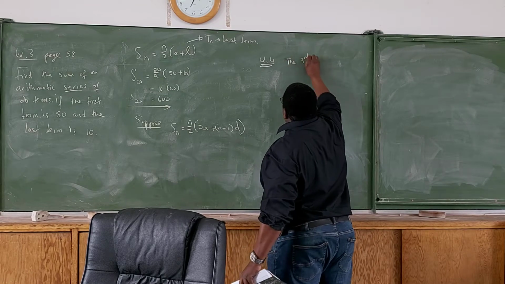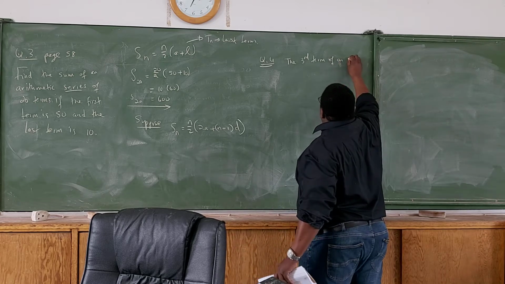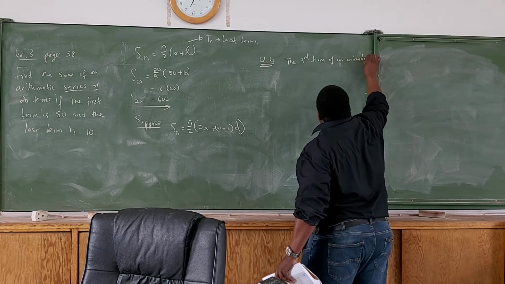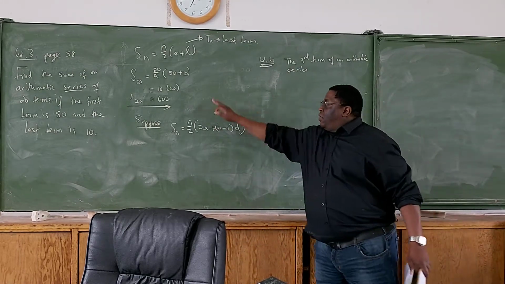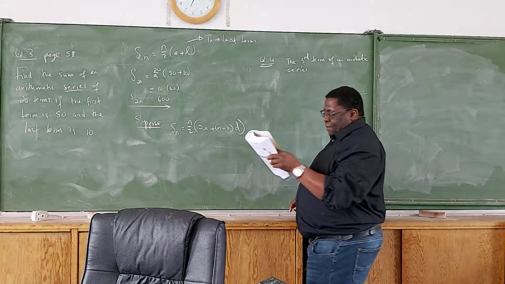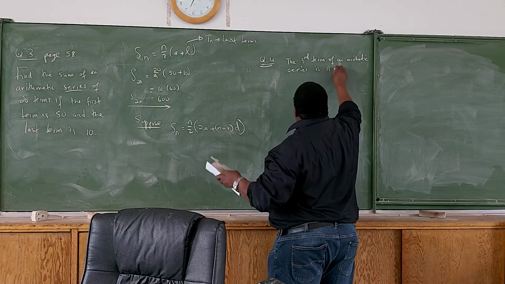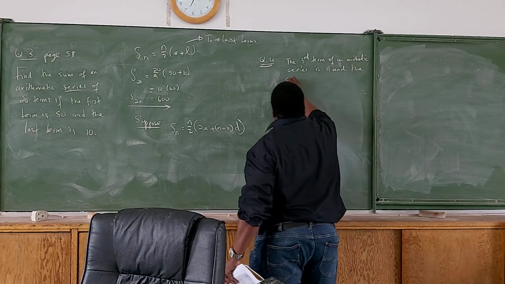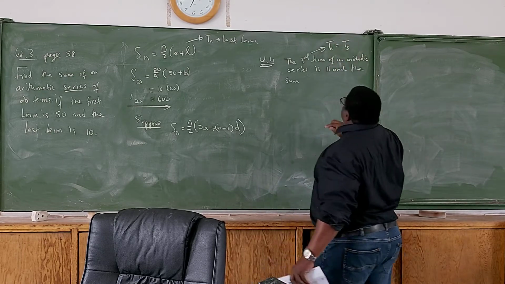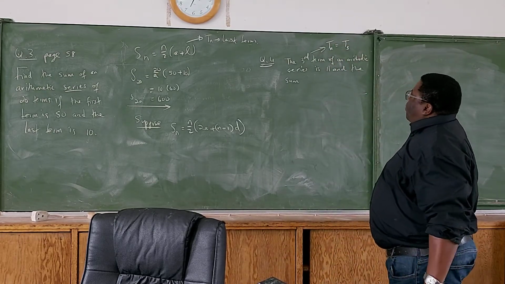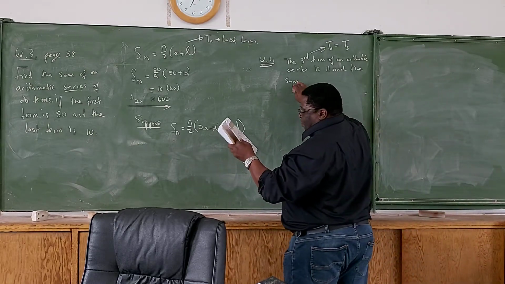The question says, the third term of an arithmetic series is 11, and the sum. When you think about that, then you have to think about this formula. So when you're told the third term, then you know what the third term is, right? Probably can find it if you want to. And then they say the sum.